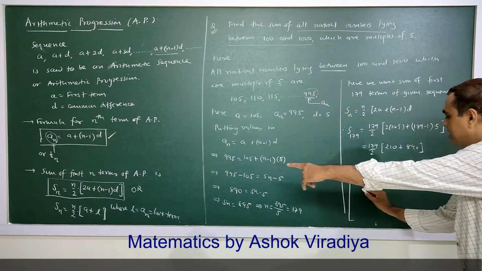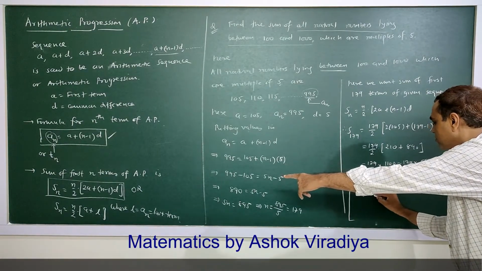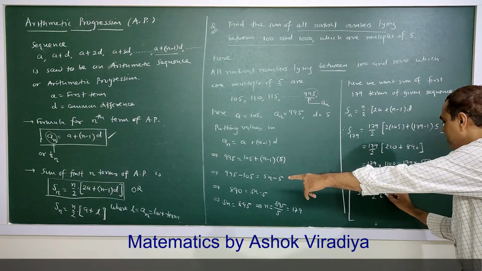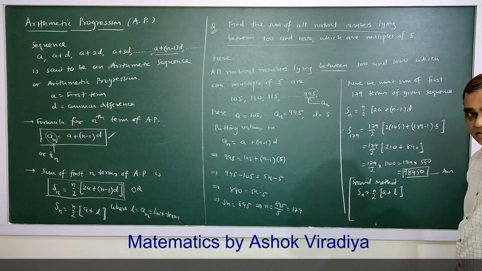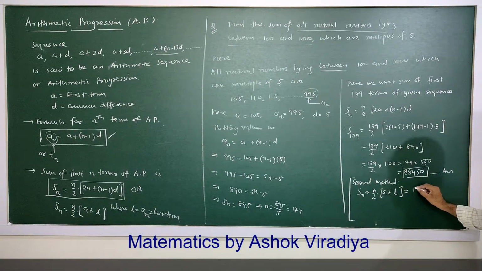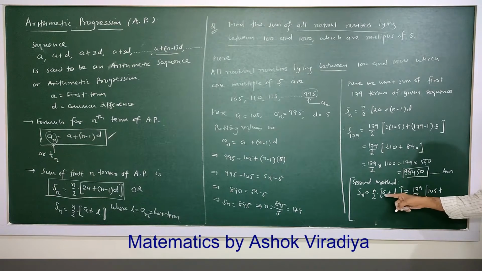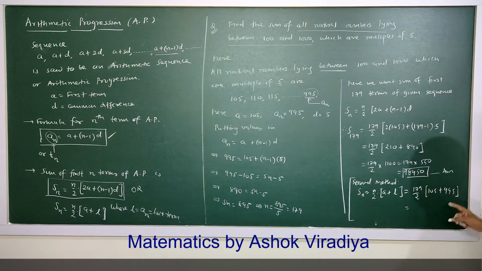So this value can also be calculated by the second method. The second method is Sn equal to n by 2 into a plus l. That is, n is 179, a is 105, last term is 995. So 179 by 2 into this is 1100. So this is the second method.